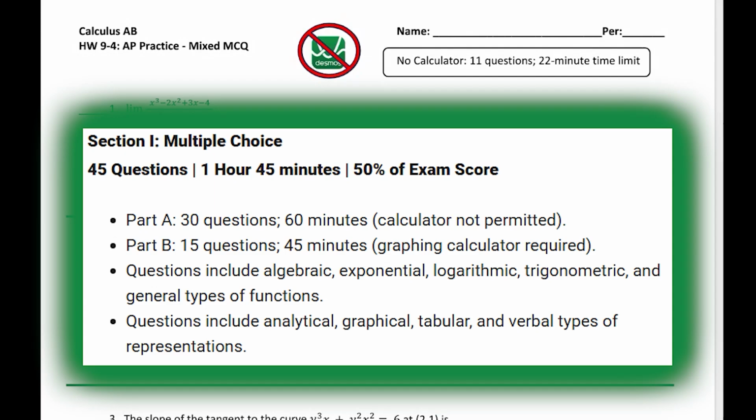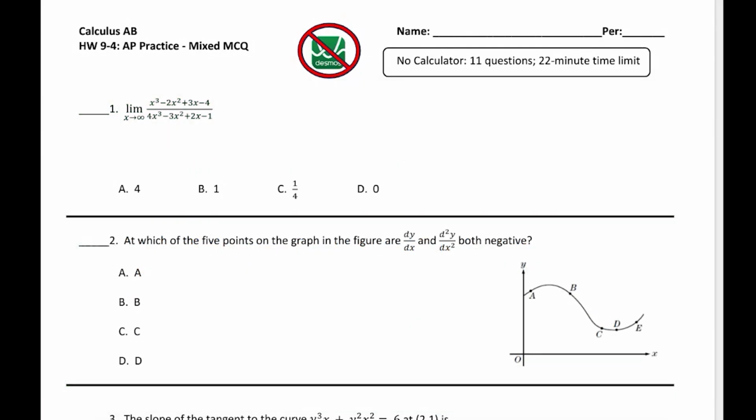So as we go through these practice problems, I'm going to try to stick to those time limits. On this particular homework, there are only 11 no calculator questions. So if we're averaging 2 minutes per question, it should take us about 22 minutes to finish it. Hopefully I don't go over that, but as I'm explaining the problems, it's quite possible that I do go over.